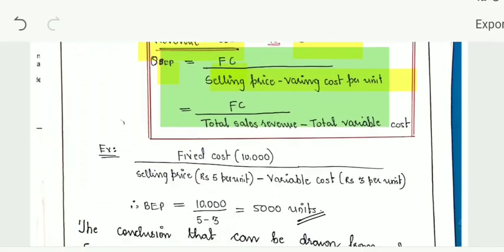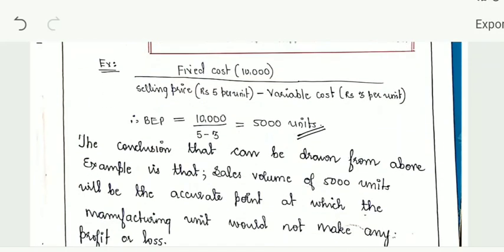Okay, so considering a small example at this point, now you consider your company has a fixed cost of rupees 10,000. You are able to see on the screen. Selling price of rupees 5 per unit and the variable cost is rupees 3 per unit. So when will the break even occur? So how do you calculate? Your fixed cost is 10,000 divided by 5 rupees, that is the selling price minus the variable cost, you will get 5,000 units. So how to interpret this?